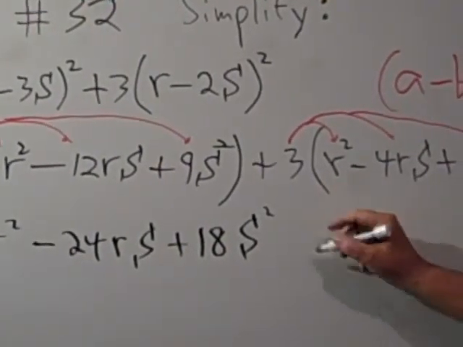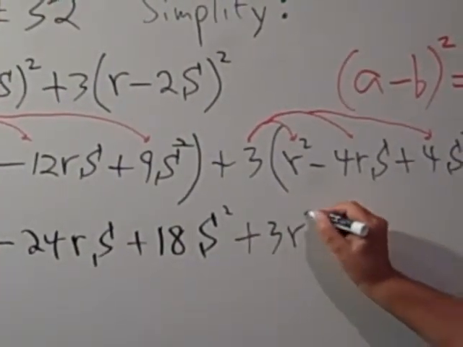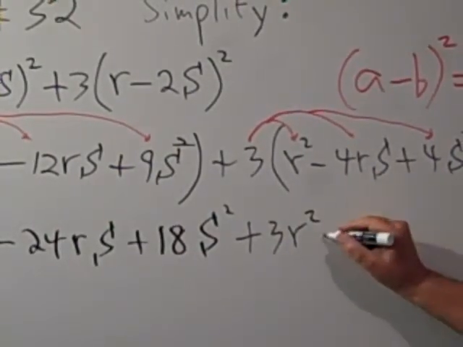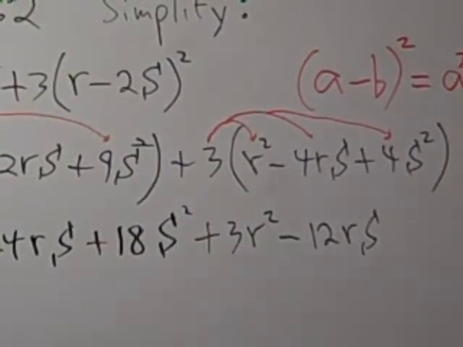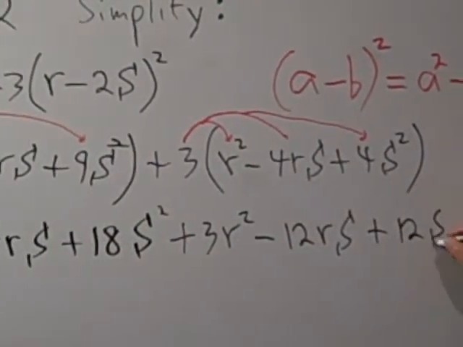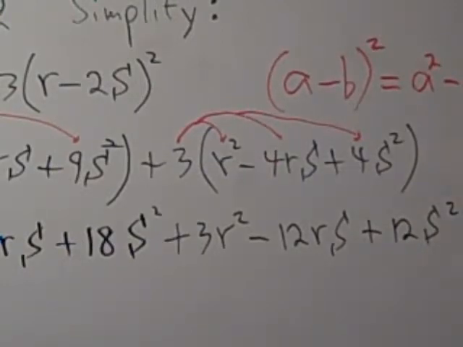Distributing the 3 here, we end up with 3r squared. And 3 times negative 4rs is negative 12rs. And finally, 3 times 4s squared is 12s squared.